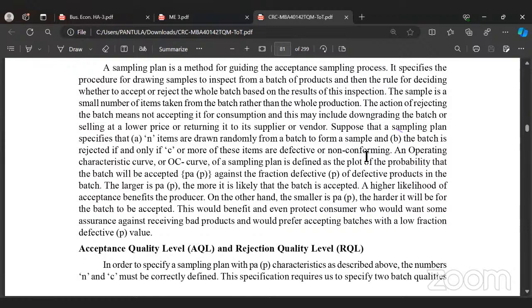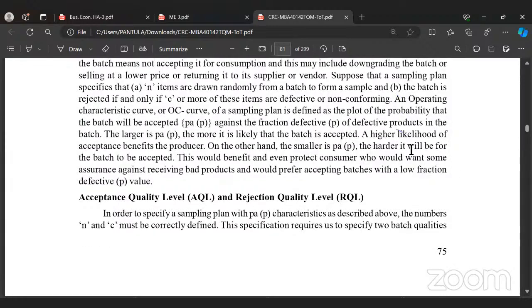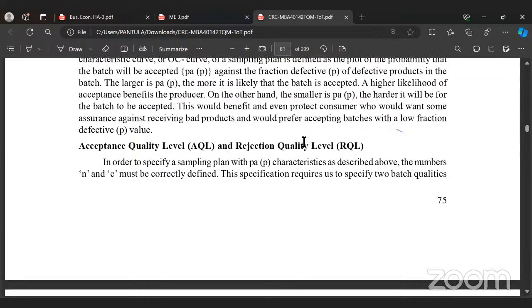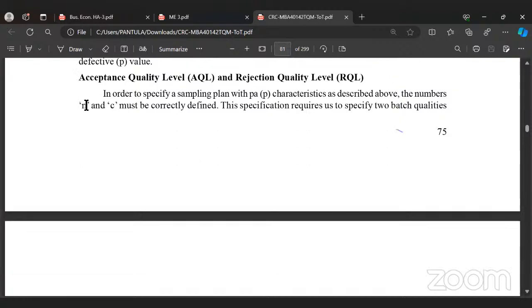So there will be an operating characteristics curve, the OC curve. A sampling plan defines the plot of the probability that a batch is accepted. The larger the PA, that is the probability of acceptance, the more likely the batch is accepted. Higher likelihood means the batch is accepted. We can see accepted and rejected. So accept quality level and reject quality level, AQL and RQL. In order to specify this, n and c must be correctly defined.